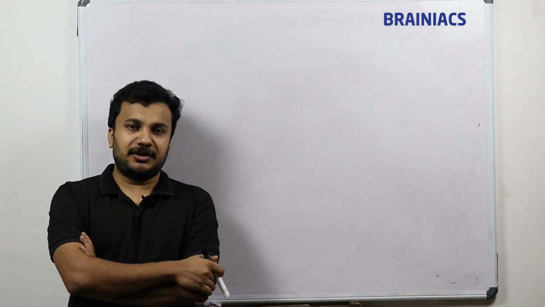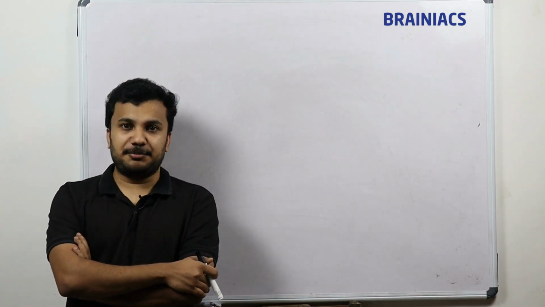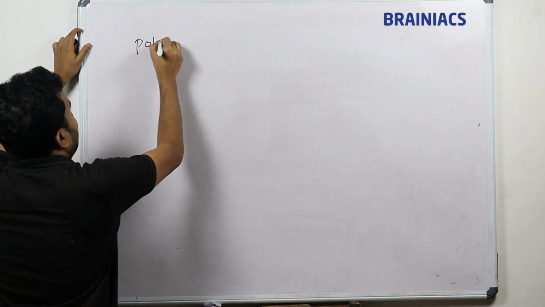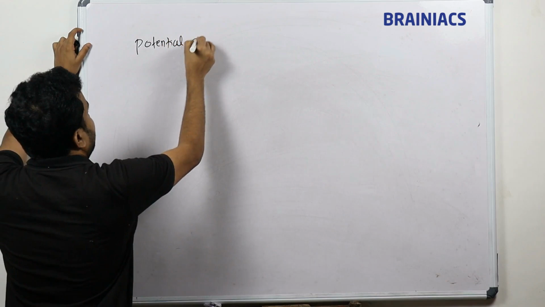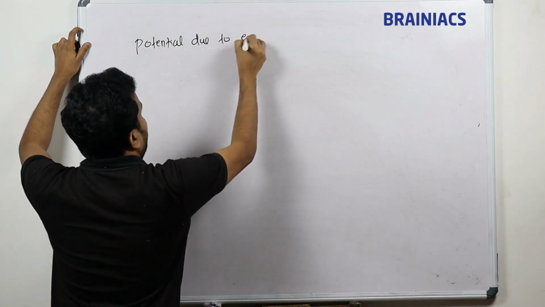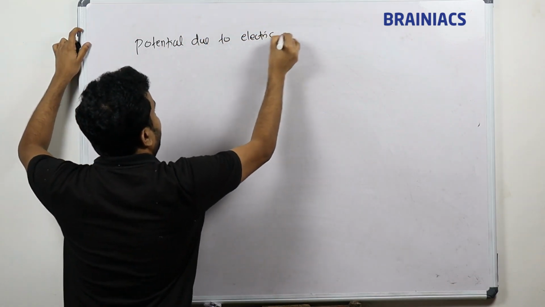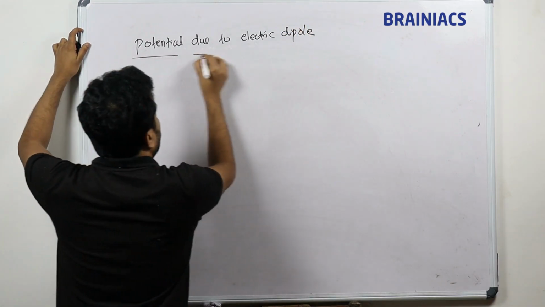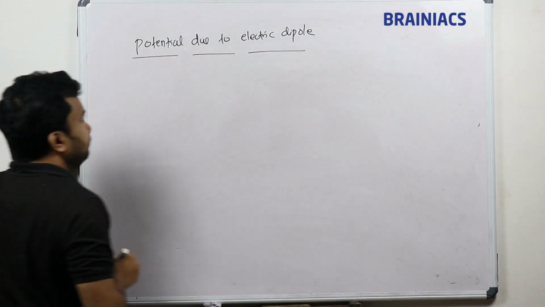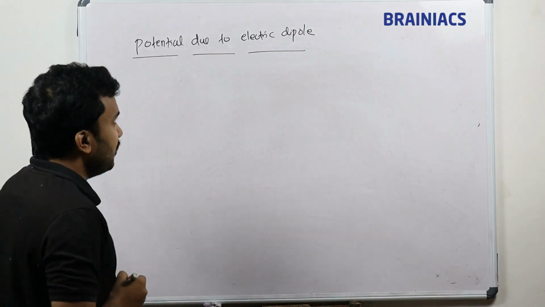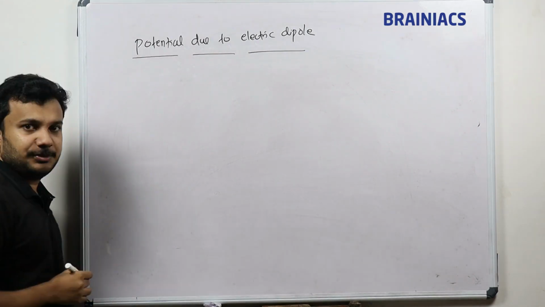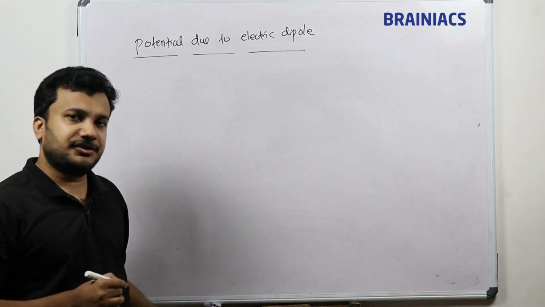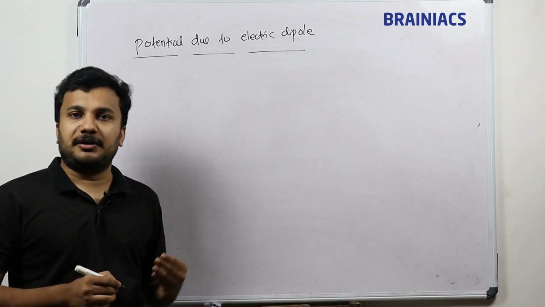Here we are going to find the potential due to an electric dipole. So write down the heading: potential due to electric dipole. As we discussed with respect to electric field, the same thing we are going to learn here: along the axis, at the equatorial point and at any point.